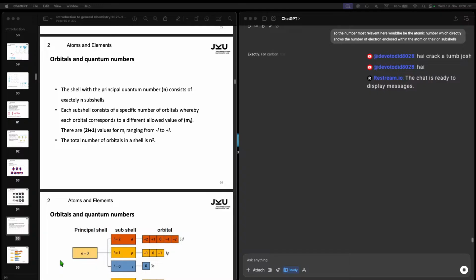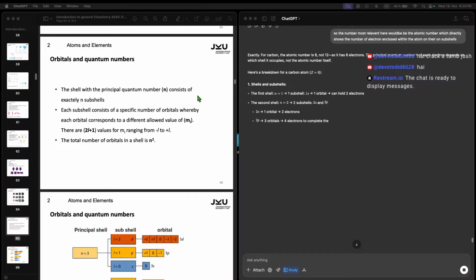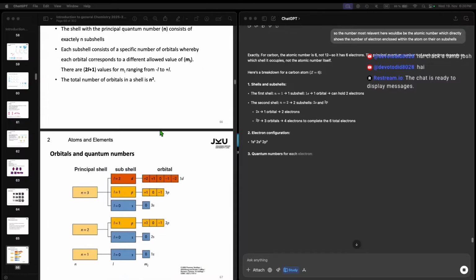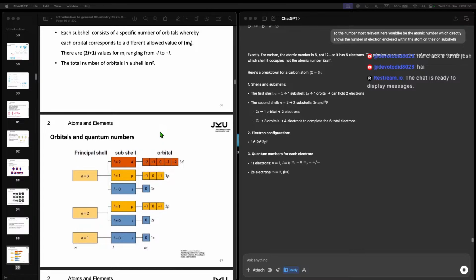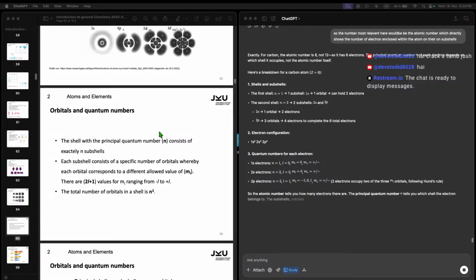Bro, ChatGPT is slow. Okay, that's basically it. Each subshell consists of a specific number of orbitals, whereby each orbital corresponds to a different allowed value of m.